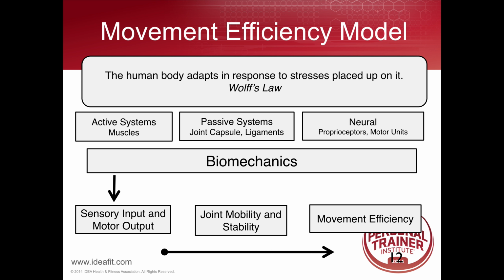Our active systems are the muscles. Our passive systems are your joint capsules and ligaments. You also have your skeletal structures, because the passive systems are the joints, the ligaments, the bones. They react to the movement of the muscles. The muscles stimulate movement through contractions. The muscles receive neural input from the nervous system through proprioceptors and specifically motor units. So we get the nervous system activation of the muscles. The muscles drive activation of the joints and of the connective tissue. That's what we know as biomechanics.